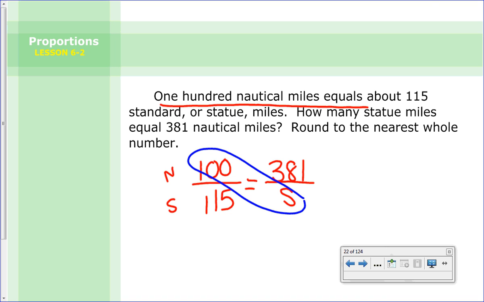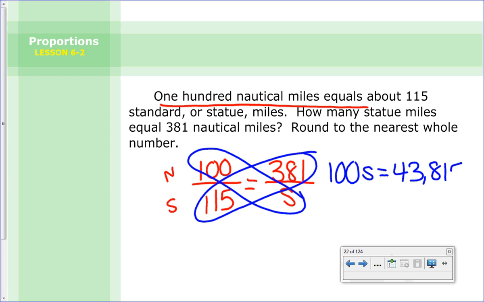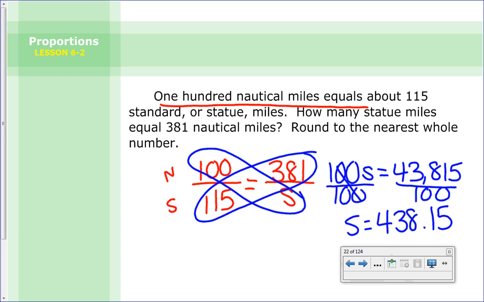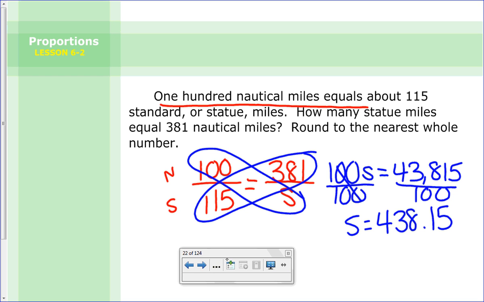Now I solve. 100 times S is 100S. 381 times 115 is 43,815. And then I solve. Well, if they're multiplying by 100, again, I divide. And I get S is 438.15, I believe. But again, they wanted us to round to the nearest whole mile. So really, that's about 438 statute miles. So that would be my answer.